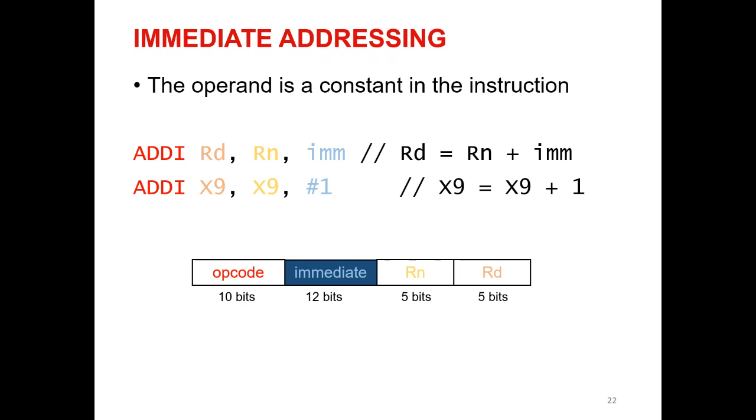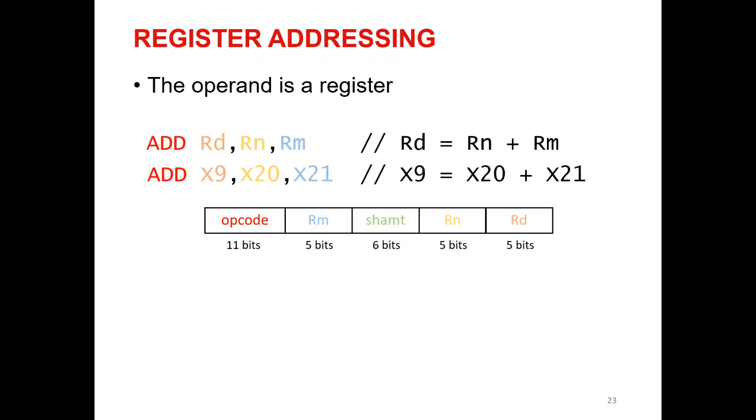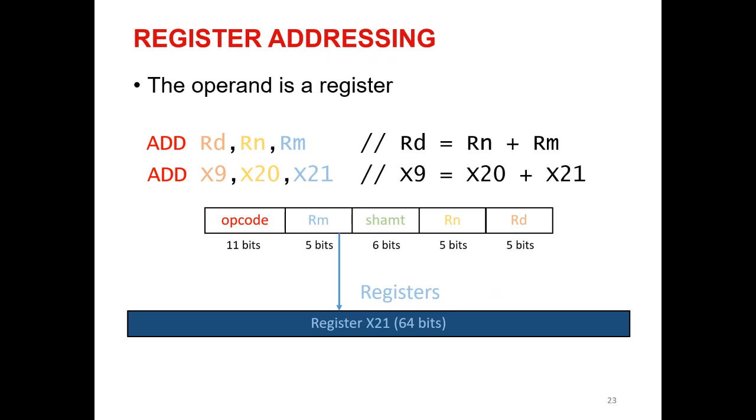For the immediate addressing is clear, so we just indicate here the immediate value, and with this we can indicate up to 12 bits. What happens if I need more? So for instance, we can use the regular add instruction. In this case, we are using what is called register addressing. So the operand is a register. So with this we can indicate 64 bits in the operand. Okay. So now I think you see the advantages of using, for instance, register addressing.